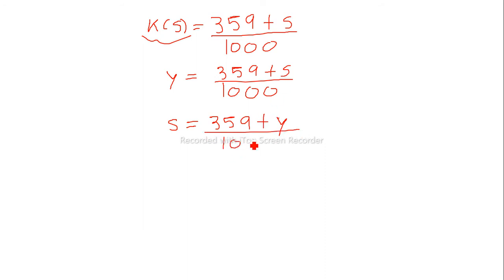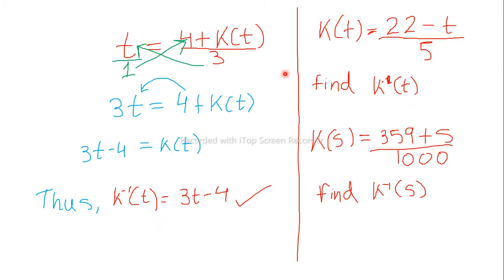I'm assuming you could repeat what I just did. I swapped the y and the s. So remember, here was y and here was s. I switched them. This is s. Remember, this is k of s equals 359 plus s.